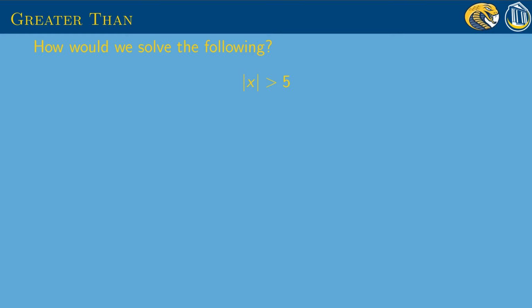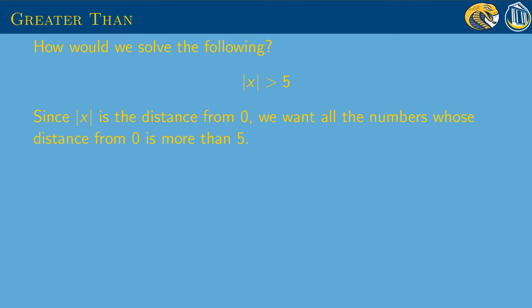So how would we solve the following? The absolute value of x is greater than 5. Well, using our definition, the absolute value of x is the distance from 0, so we want all the numbers whose distance from 0 is more than 5. So all these numbers like 1 and 2 and 3 and 4, they are quite close to 0. They would not count. In fact, even 5 and -5 would not count because their distance from 0 is not greater than 5. It is 5.